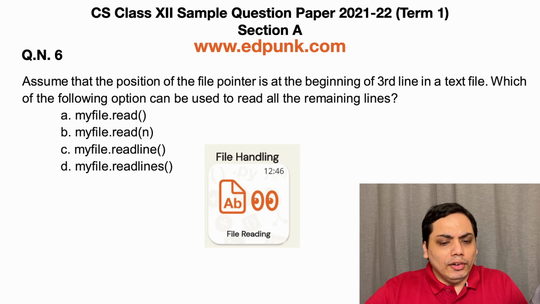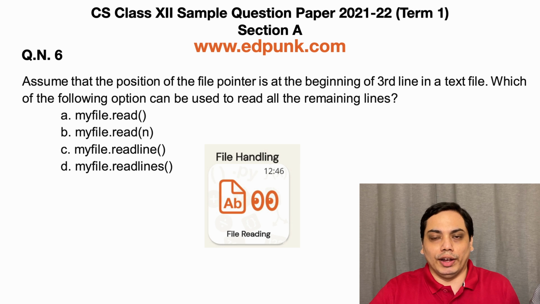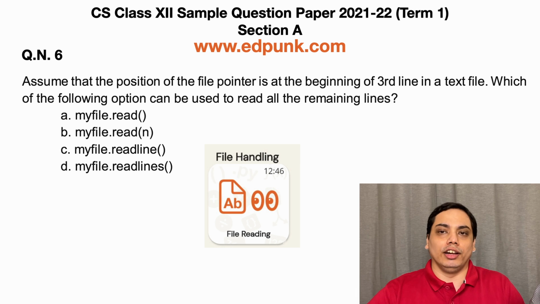Option A will read all the content which is remaining in the file and return it as a string. Option B, read(n), is used when the number of bytes remaining till we reach the end of the file is provided. But in this case, you don't know the number of remaining bytes in the file. So this option is incorrect. Option C, which is myfile.readline, will read only one line from the position of the pointer. So it will return only the third line and not all the remaining lines. So again, this is incorrect.